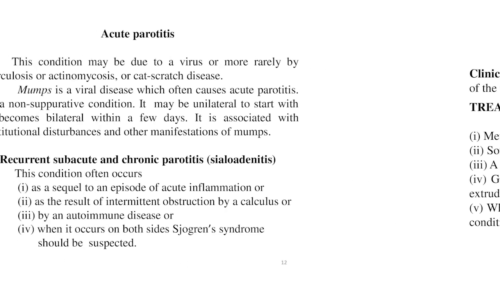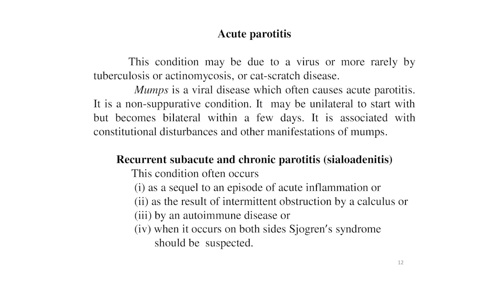Now the next point is acute parotitis. This condition may be due to a virus, or more rarely to tuberculosis, actinomycosis or cat scratch disease. Mumps is a viral disease which often causes acute parotitis. It is a non-suppurative condition. It may be unilateral to start but becomes bilateral within a few days. It is associated with constitutional disturbances and other manifestations of mumps.